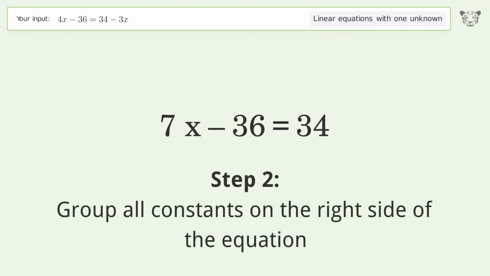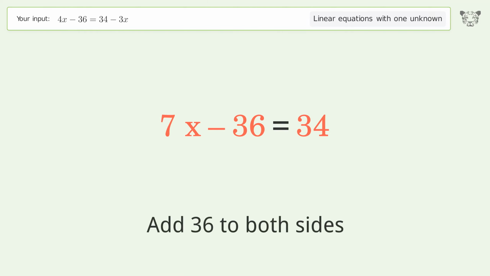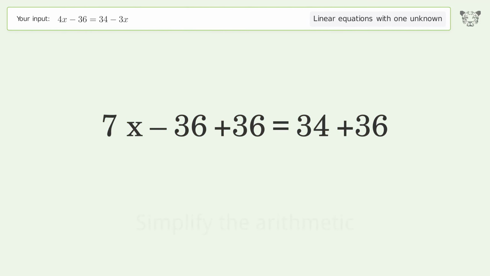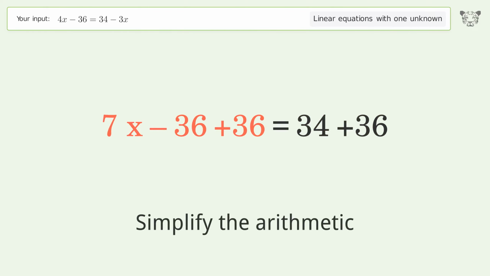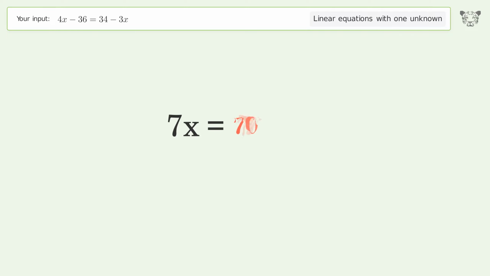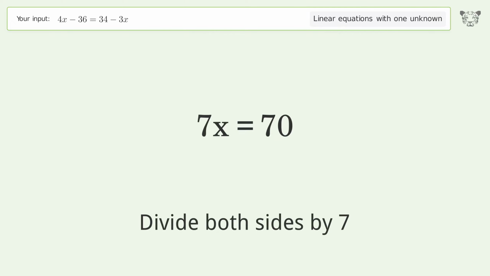Group all constants on the right side of the equation. Add 36 to both sides. Simplify the arithmetic. Isolate the x. Divide both sides by 7.